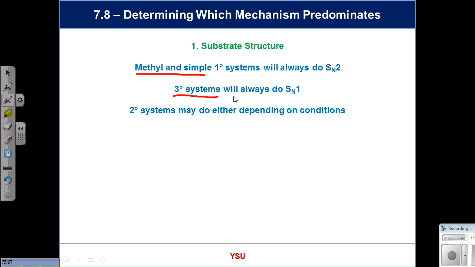If they can't do SN1, they'll do SN2. If they can't do SN2, they'll do SN1. And the problem is in the middle when you have the secondary systems. And so yes, the secondary systems can do either. And what we'll try and do today is to put some conditions in to show you why and how, and to be able to make those decisions.